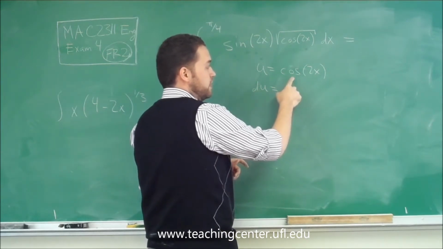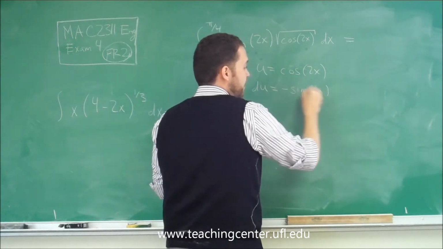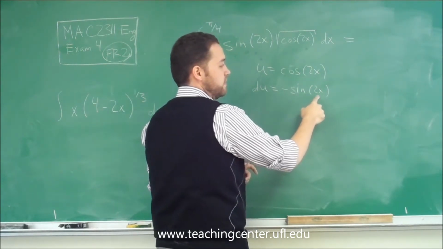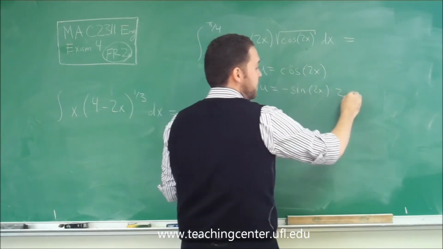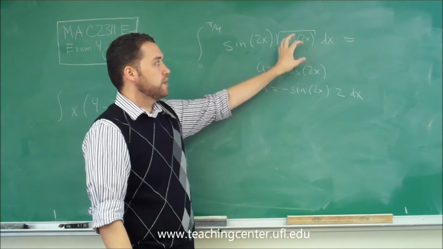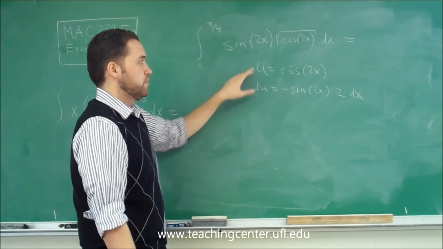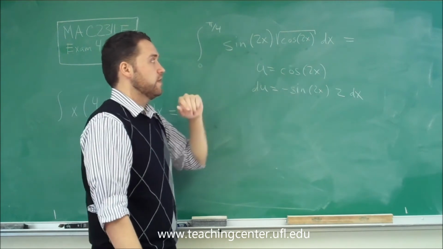The derivative of this is going to be negative sine 2x times the derivative of the inside, which gives you a 2, and then you have a dx at the end. So standard procedure is always to figure out what you want to use as u, and then take its derivative to get your du, because you're going to need both of these to fully substitute.